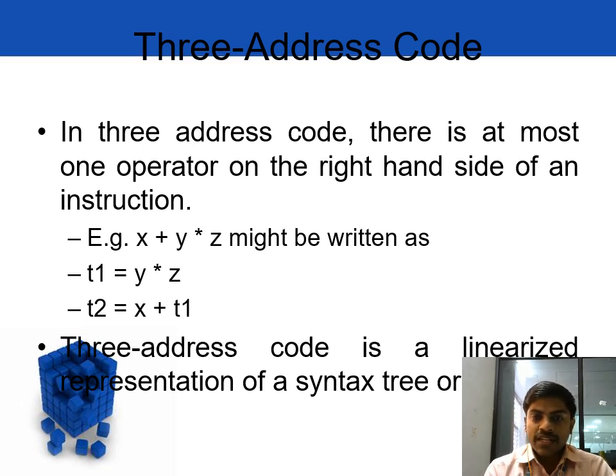Look at this example: x plus y star z, where the precedence goes to star when compared to plus. So y star z is performed first and the sub answer is added with the variable called x and assigned to the temporary variable called t2. Because we divide the entire expression into pieces, there is a need for introducing temporary variables, and those are called t1, t2, etc. in our terminologies.